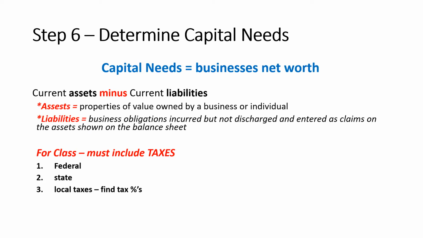Determining your capital needs or your net worth. This just means assets and liabilities. Assets are everything you own as a business or as an individual. And liability is everything that you have an obligation to, everything you're going to owe. So taxes is what we're going to focus on here. Again, we'll show you towards the end a great site where you can see, based on where you put your business, what the federal taxes are, state, and then local. All listed as expenses.